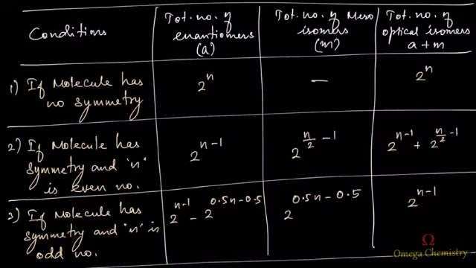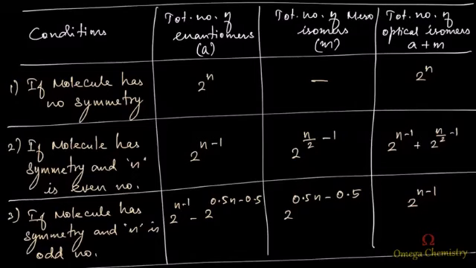And if the molecule has symmetry and n is an even number. Now you may ask me, what is n? N is nothing but the number of asymmetric carbons, right? Asymmetric centers. If the molecule has symmetry and if n is an even number, then the total number of enantiomers will be 2 power n minus 1, and the total number of meso isomers will be 2 power n by 2 minus 1. So the summation of these two will be the total number of optical isomers.